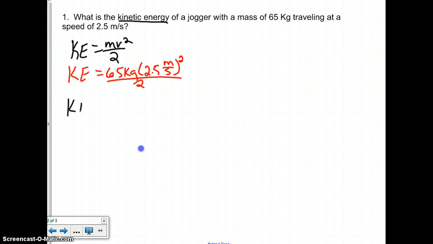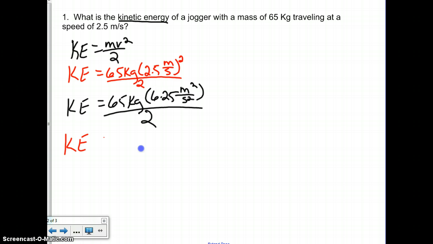Let's continue with the math component. So 65 kilograms, 2.5 squared is going to be 6.25, but we must also square our units. So that's going to be m squared over s squared, again, divided by 2. Moving on. 65 times 6.25 is going to be 406.25. We've got the numbers taken care of.